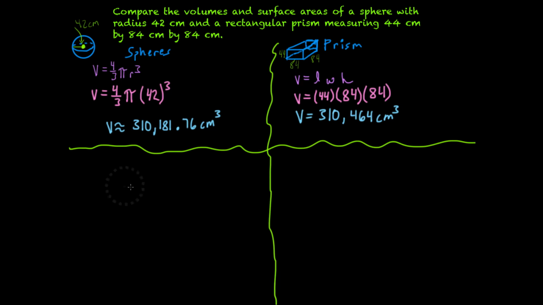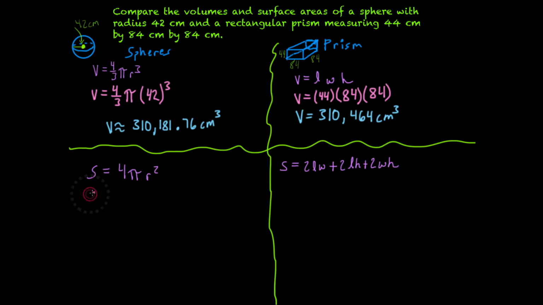Now let's move back over to the sphere, just looking at the surface area. So the formula here, the surface area formula is S is equal to 4 pi r squared. Alright, and since I'm using that purple pen, I'm just going to write the surface area formula for the rectangular prism here. S is equal to 2 times length times width plus 2 times length times height plus 2 times width times height.